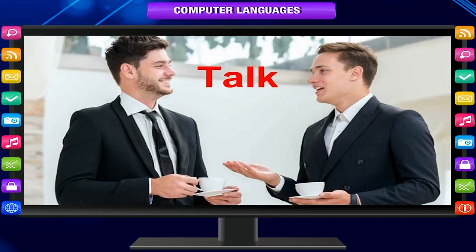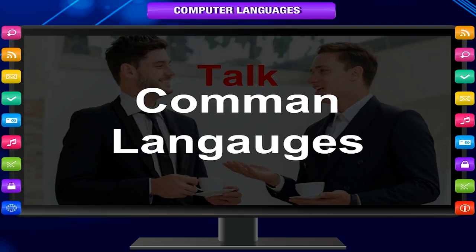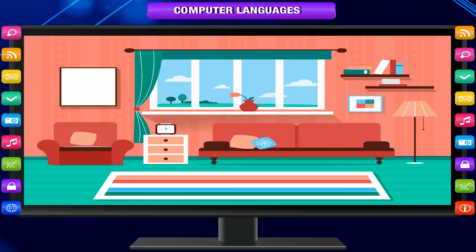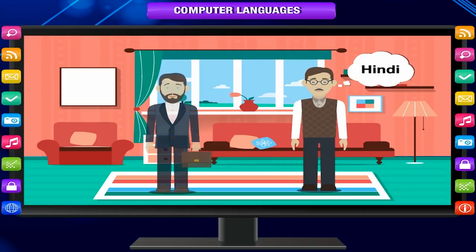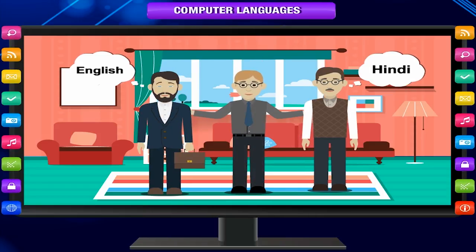If people want to talk to each other, they need a common language that both of them can understand. If one person speaks Hindi and the other person speaks English, both of them can't understand each other's language. How will they communicate? They need an interpreter who can interpret for both of them.